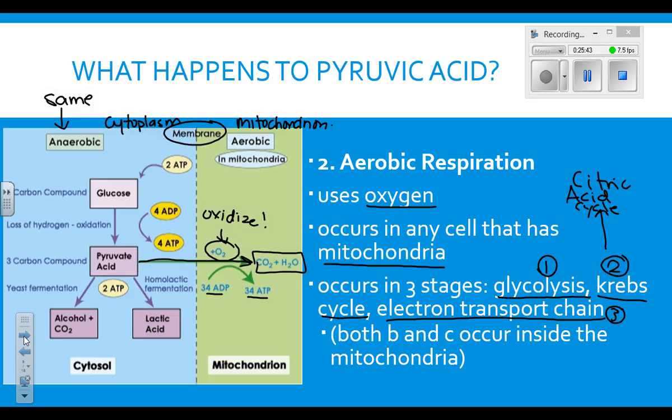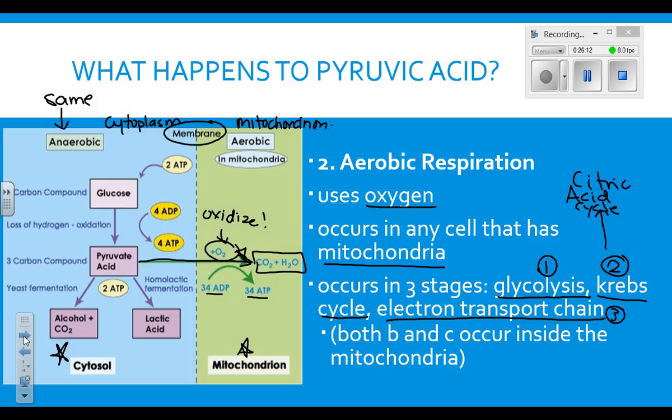So far, we know what happens to glucose. It gets split in half to make pyruvic acid. And we know that pyruvic acid has two choices. Either there's no oxygen or no mitochondrion, and we stay over here, and we do anaerobic cellular respiration, or there is oxygen, and there is a mitochondrion, and I can move on and do aerobic cellular respiration.